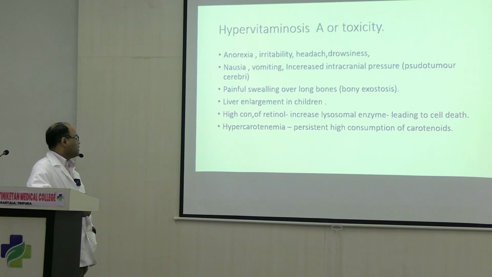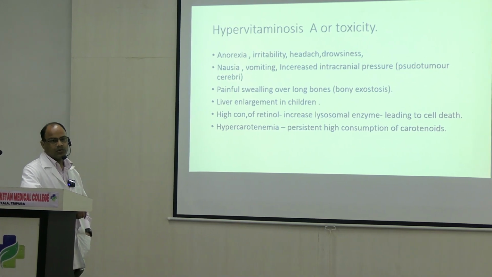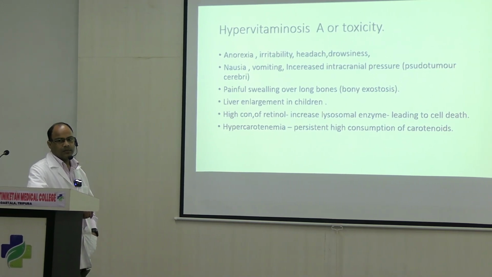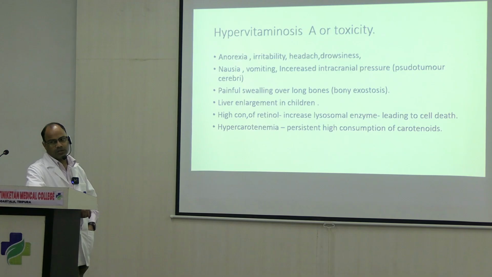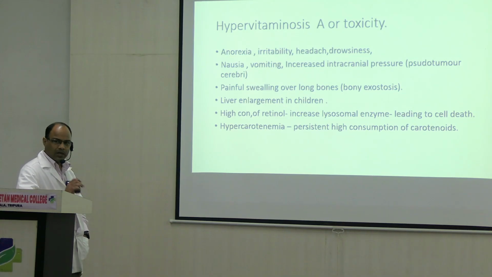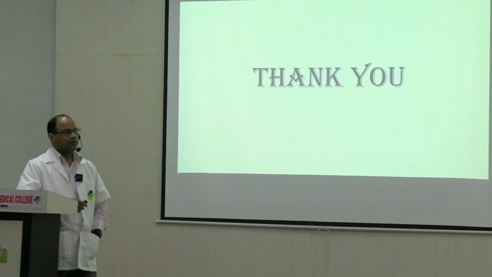Next is, what is hypercarotenemia? If you consume a great amount of carotene, you develop hypercarotenemia. The patient may develop yellowish discoloration of the skin, but not the sclera. So this is not jaundice. This is non-toxic, no problem actually. If you stop eating carotene, it eventually goes away spontaneously. Do you understand everything? No questions at all? So, thank you.